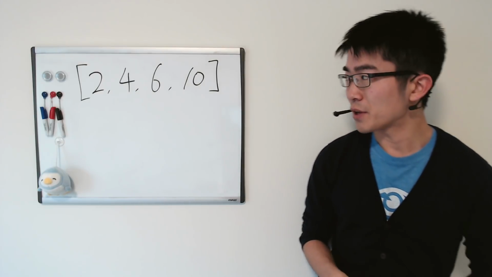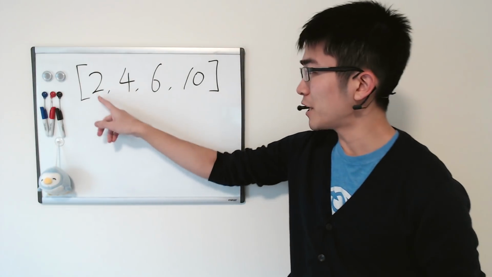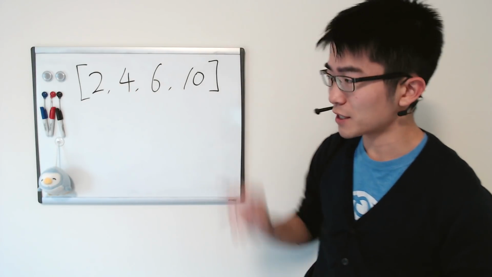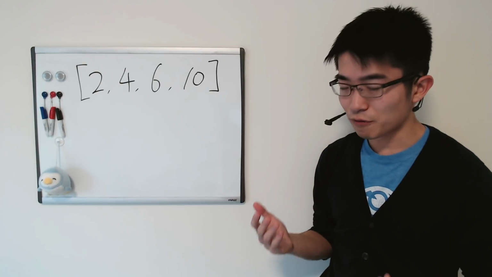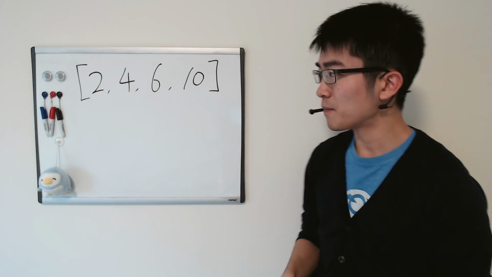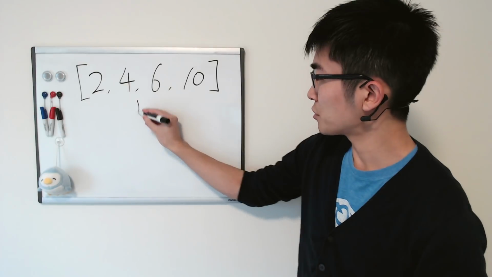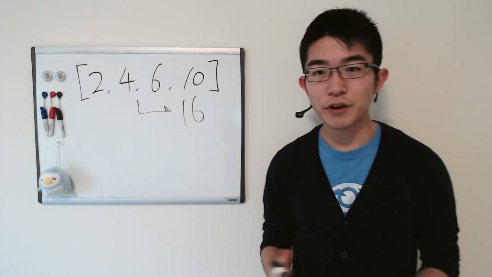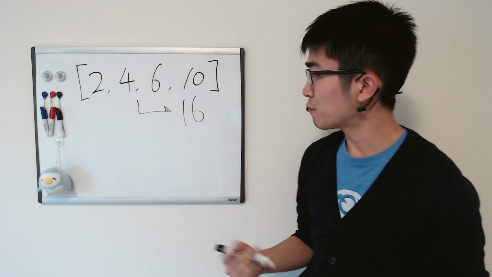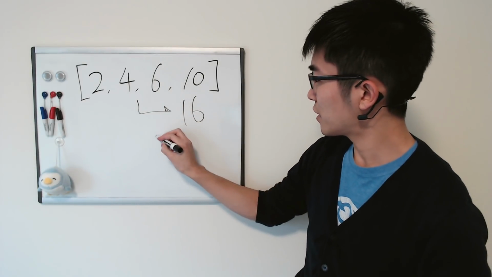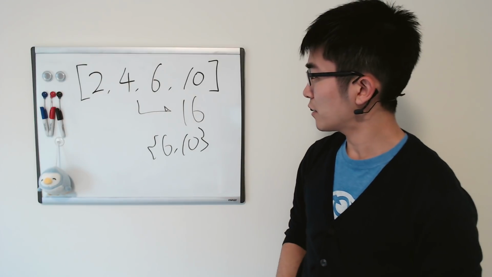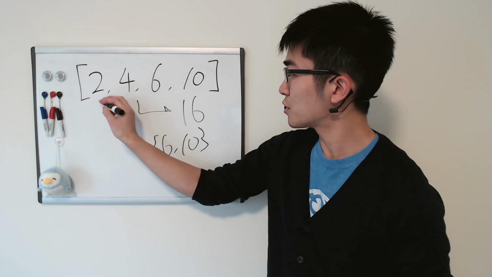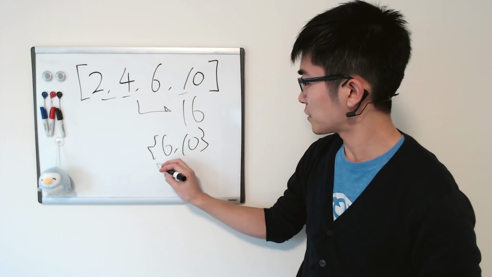So here's the problem. You're given an array of integers, for example 2, 4, 6, and 10, and you're supposed to find subsets of this array which add up to a certain number, for example 16. So in this case, there are two such subsets. The first one is 6 and 10, and the second such subset is 2, 4, and 10.